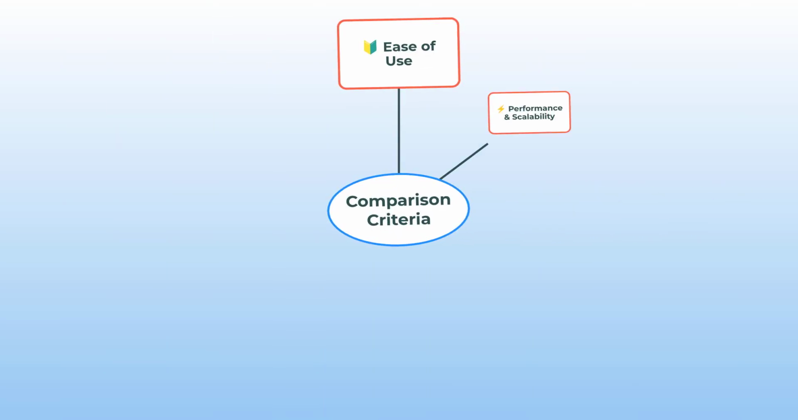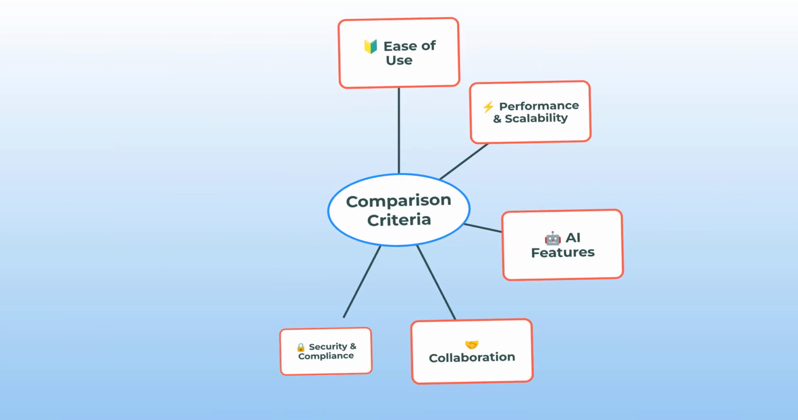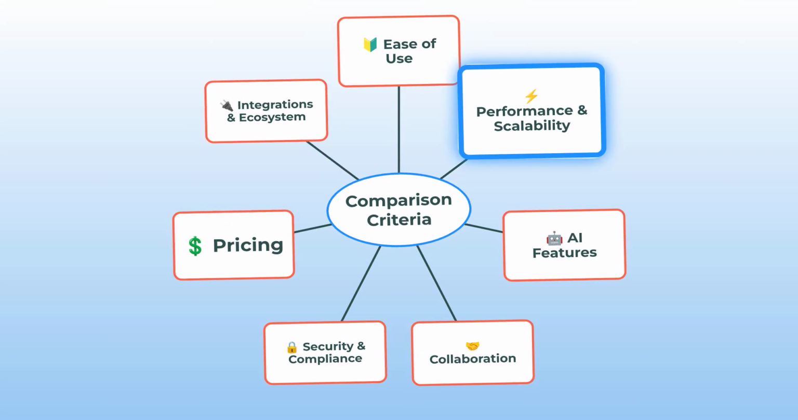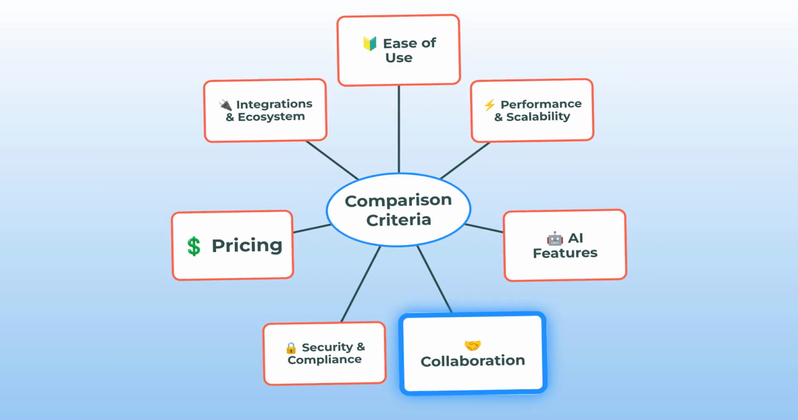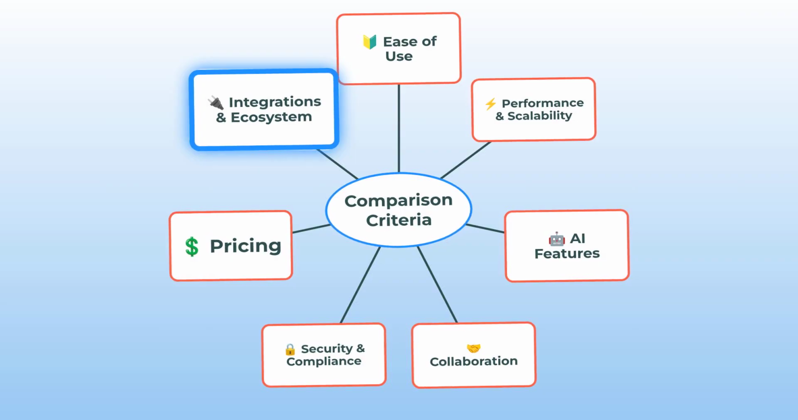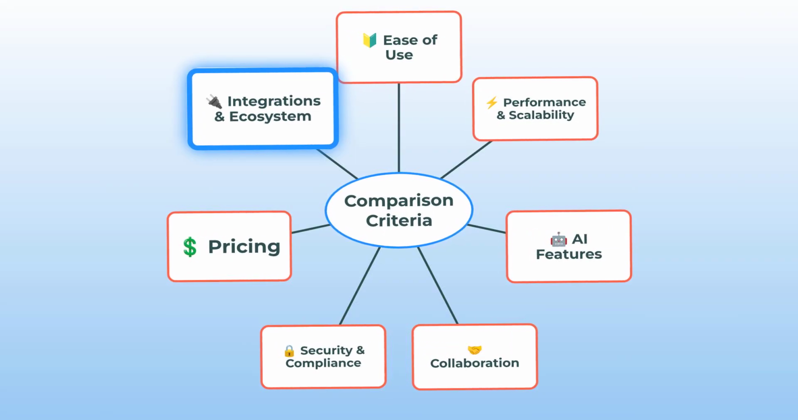Alright, before we dive into the nitty-gritty, let's map out exactly what we're comparing. So we've got ease of use, performance and scalability, AI features, collaboration, security and compliance, pricing, and integrations and ecosystem. That's our battle plan. Let's jump in one category at a time.